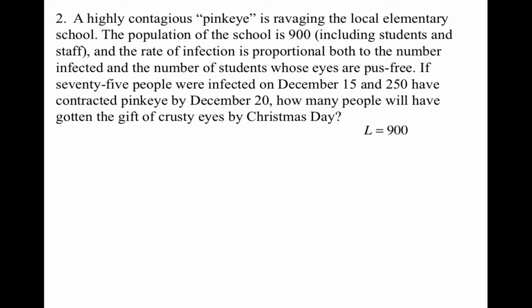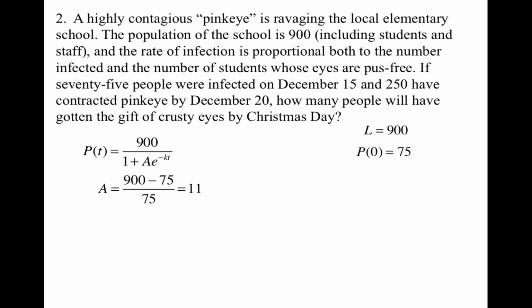So our carrying capacity is 900. So that means the beginning of my logistic growth model is the following. And the starting amount of people that were infected is 75. So to get A, I'm going to take 900 minus 75 over 75, which reduces to 11. So that means that P of t will equal 900 over 1 plus 11 e to the negative kt.